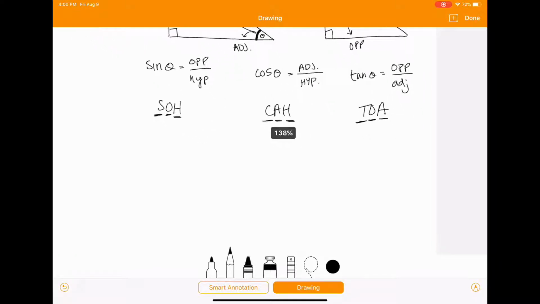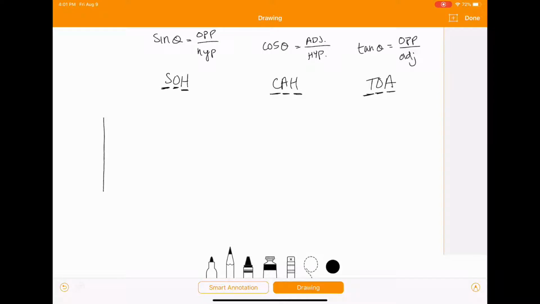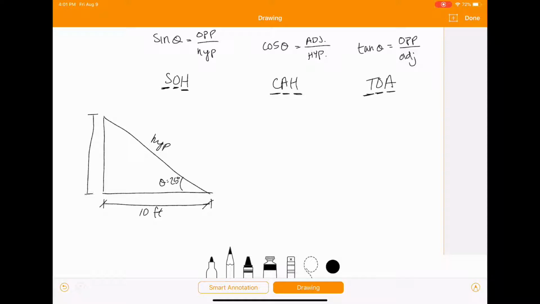All right. So what can we actually use these for? Let's go ahead and look at an example here. Let's keep those up there so you can see them. If we got a right triangle, and we know that this angle here, theta equals, let's just say 25 degrees. And we know that the length of this side here equals 10 feet. All right. Now we want to find our other two sides. So we need to find our hypotenuse and then this distance y.